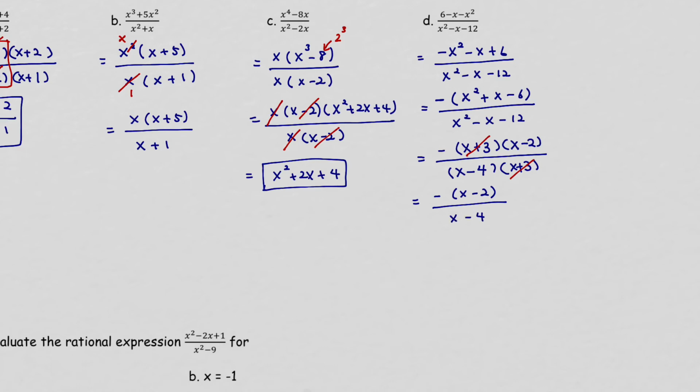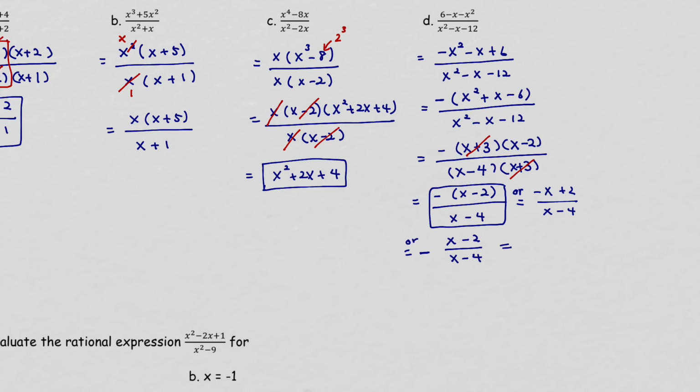So this could be one solution, but you can distribute this negative and say negative x plus 2 over x minus 4 if you don't want to use the parentheses. Or you can also do, I wanted to say or, because these are all right solutions. You don't need to go any further if you don't want to. Or you can put that negative in front of the fraction so that you don't need to write the parentheses in the numerator. Right?